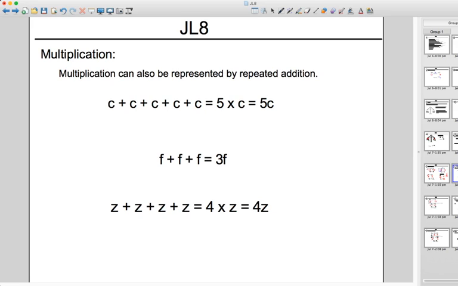Similar thing with addition. So I've got c plus c plus c plus c plus c equals 5 times c equals 5c. So, I don't know, thinking veg here, carrots. If I have a carrot and I add a carrot and I add a carrot and I add a carrot and I add a carrot, I'm going to have a total of 5 carrots. That's what this is saying. Three f's will make 3f, and 4 z's will make 4 times z or 4z. So multiplication can be represented by repeated addition.